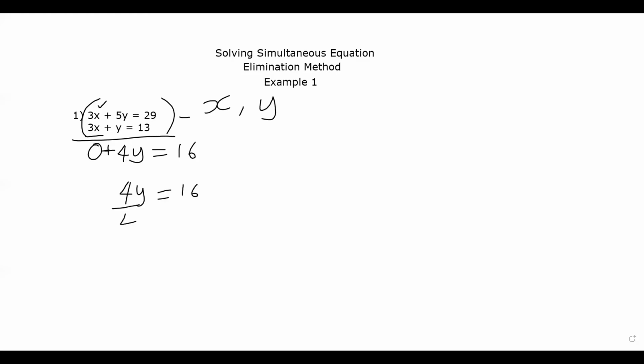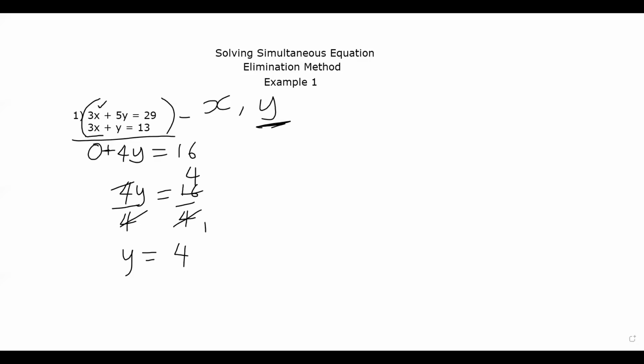So we divide by 4 on both sides, and we get the value of y as 4. Okay, so remember we've gotten the value of y. Remember we say the end goal is to get the value of y and the value of x. So now that we've gotten the value of y, how do we get the value of x?